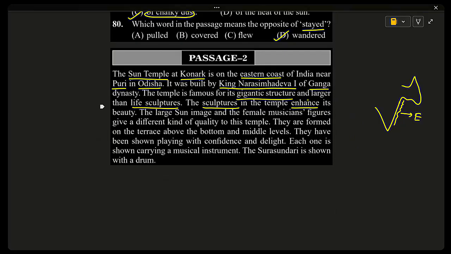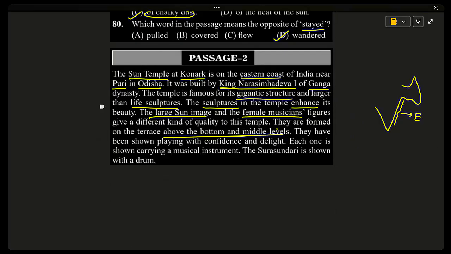The large sun image and the female musicians' figures give a different kind of quality to this temple. So this temple has another speciality, the large sun image and the female musicians' figures. They are very special. They are formed on the terrace above the bottom and the middle levels. Terrace means the top ceiling, above the bottom and the middle levels. This is the position where the figures are formed.